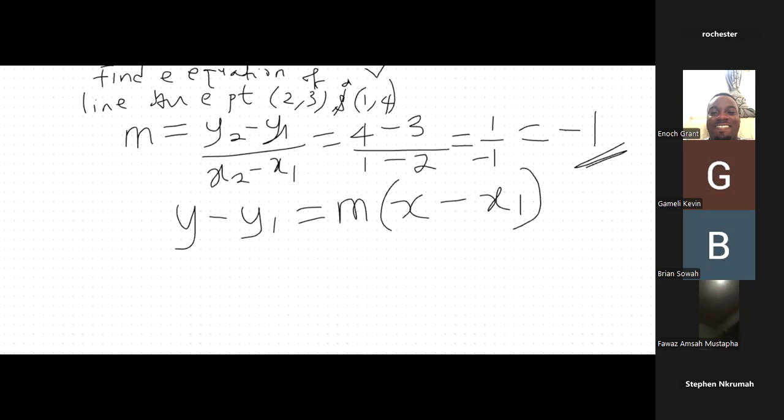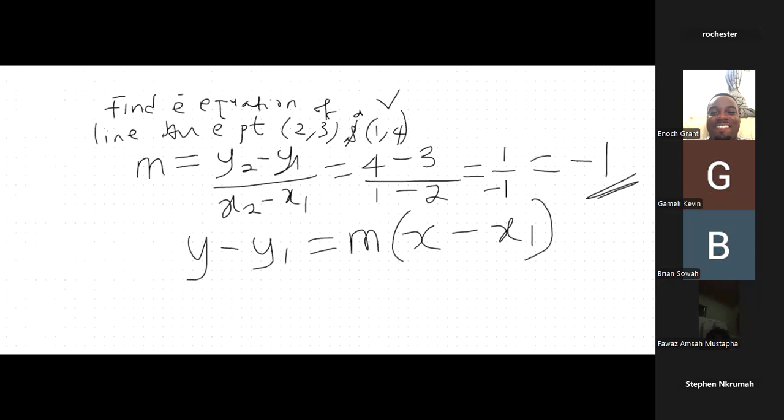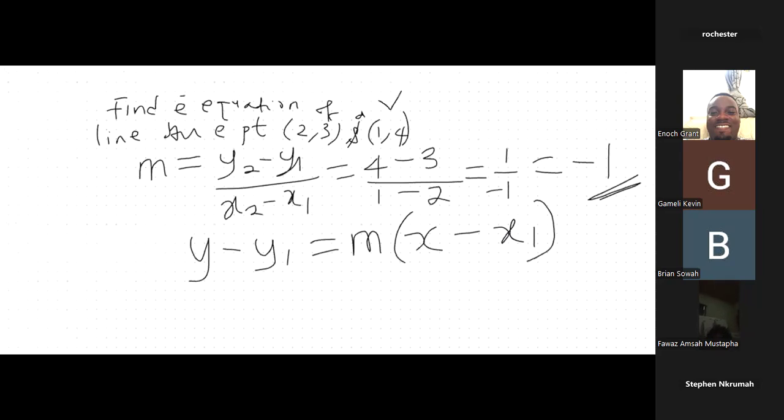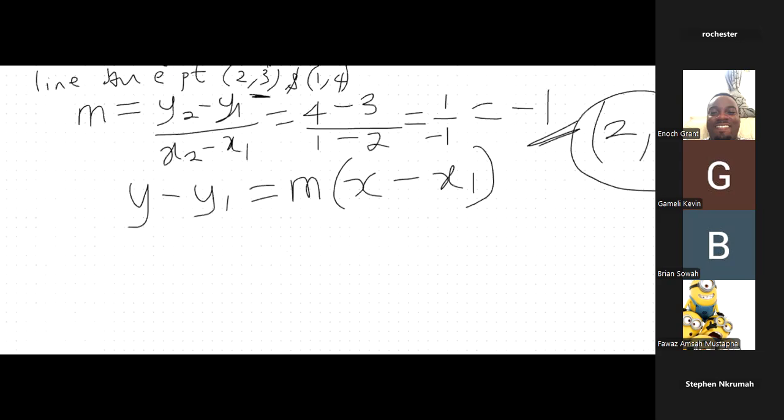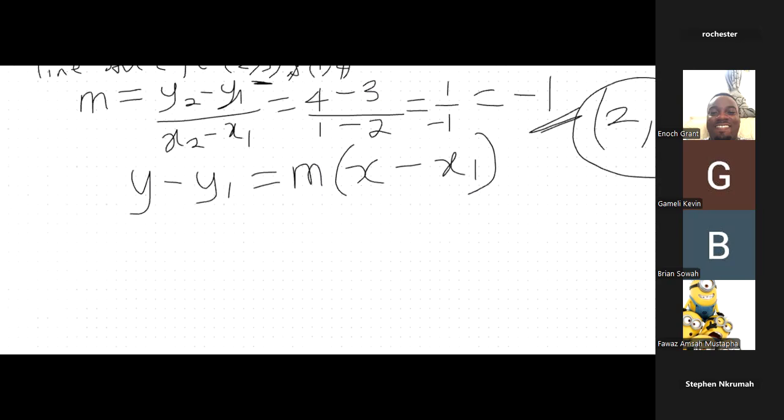Which one was our x1, y1? You can take any of the points, so you can take your first point to do that, which is 2 and 3. So our point is 2 and 3, which I've written here and circled. So our y is still y minus our y1.